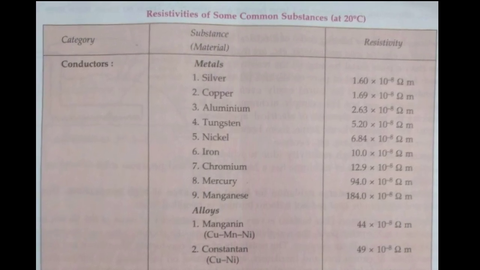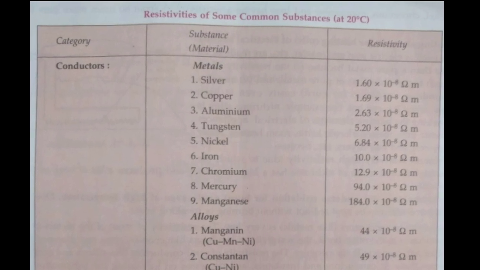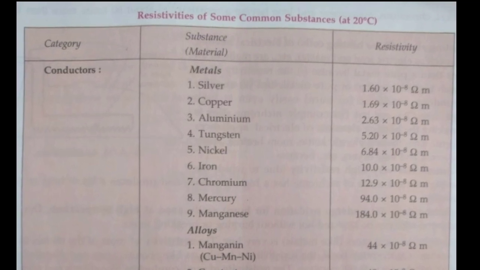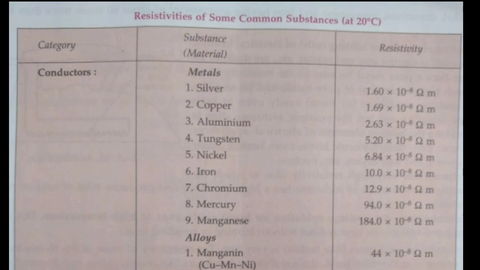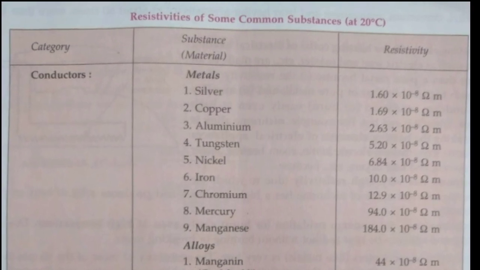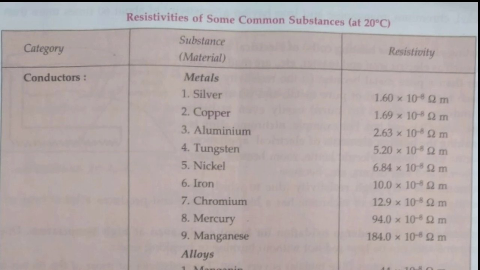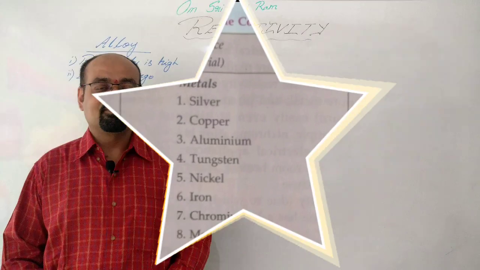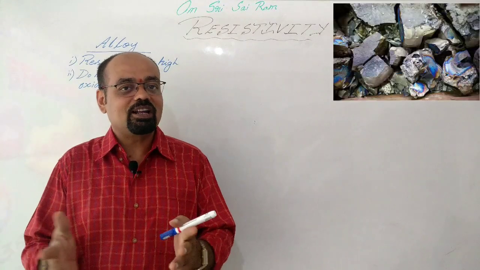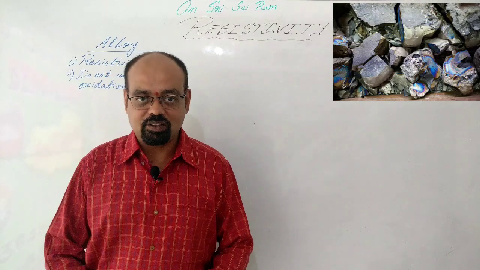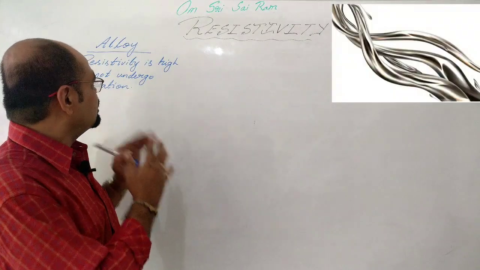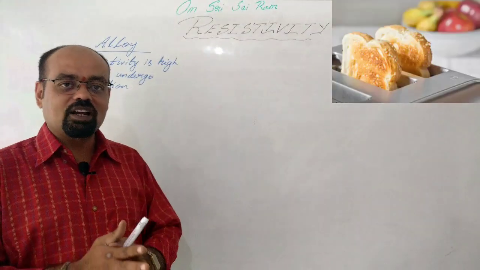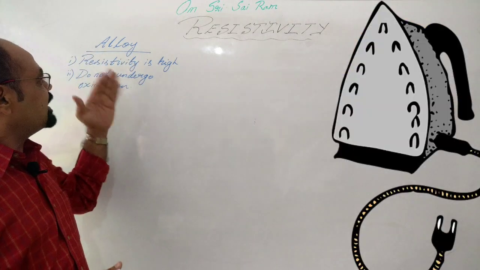We use copper and aluminium wires for the transmission of electricity because copper and aluminium have very low resistivities, due to which they are very good conductors of electricity. The resistivities of alloys are much higher than those of the pure metals from which they are made. The heating coils of different electrical heating appliances are made up of alloys. Alloys are combinations of metals, and they are used because they have high resistivity.